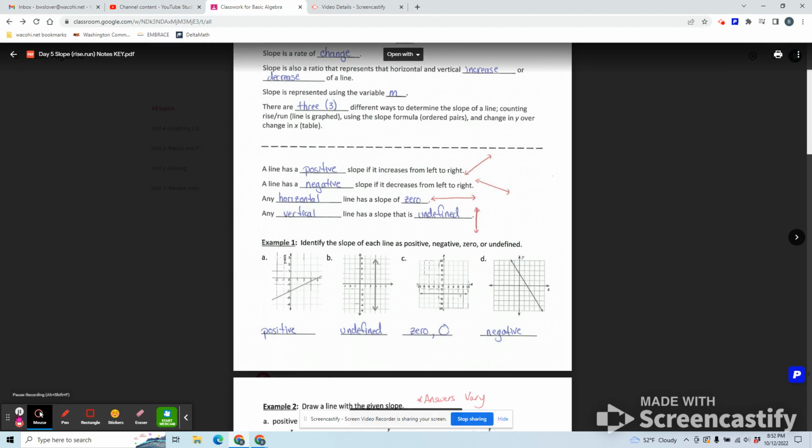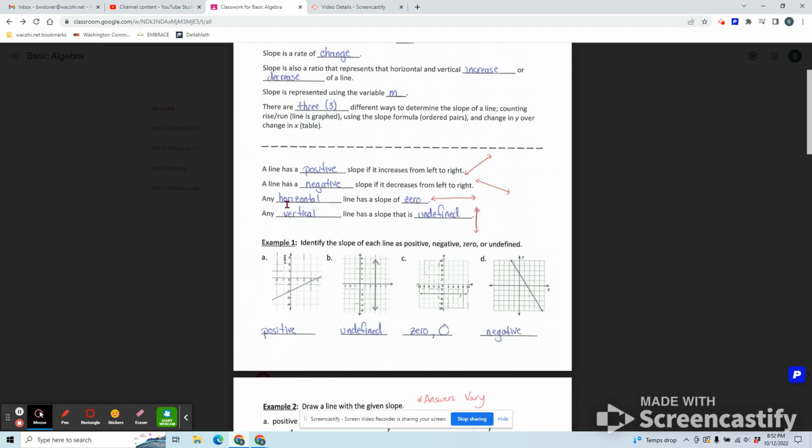In the word horizontal, the second letter is the letter O, which looks just like the number 0. So that's how I remember those two together. Horizontal is like the horizon going left to right, and it has a slope of 0. Any vertical line, and a vertical line is going up and down, has a slope that's undefined. Once again, I drew an example over here.